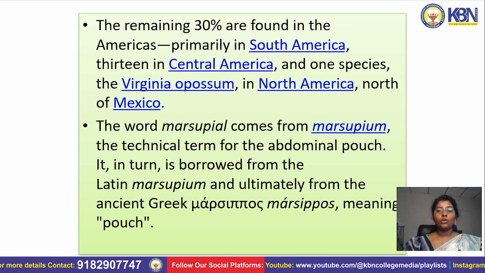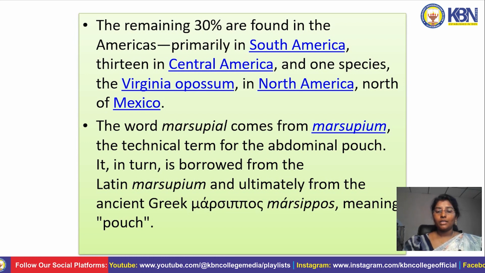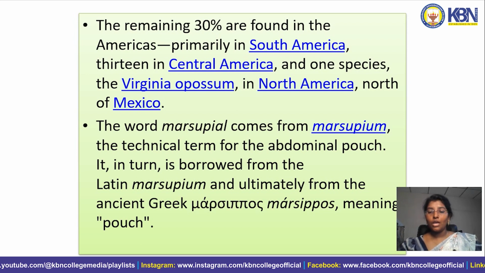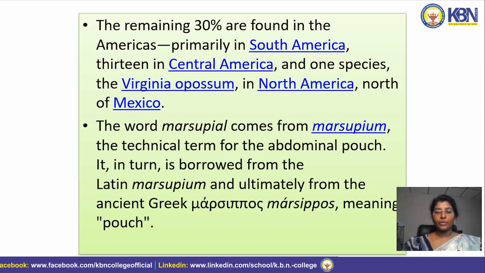Next, the word marsupial comes from marsupium, the technical term for the abdominal pouch. In their abdominal region, there is a pouch-like structure which helps to carry their babies. It in turn is borrowed from the Latin marsupium and ultimately from the ancient Greek marsupos, meaning pouch.